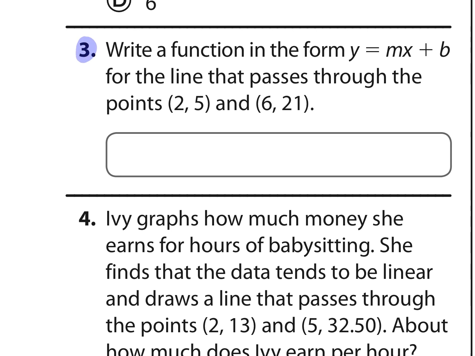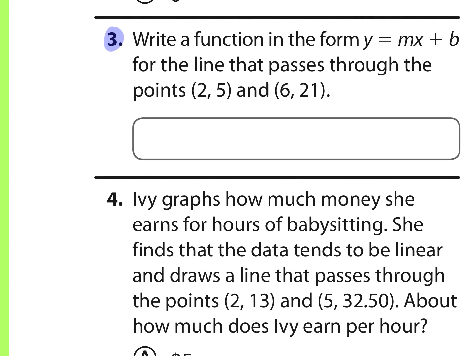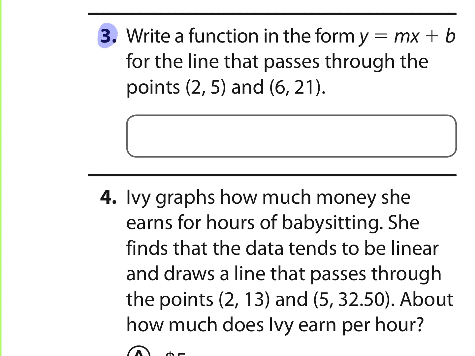So we're going to write an equation. We've got two ordered pairs, and we could start by finding their slope. I could do this one of a couple different ways. I could use the slope formula. I could use a table of values. I think I'm going to go ahead and just write the slope formula. So m equals y sub 2 minus y sub 1 over x sub 2 minus x sub 1.